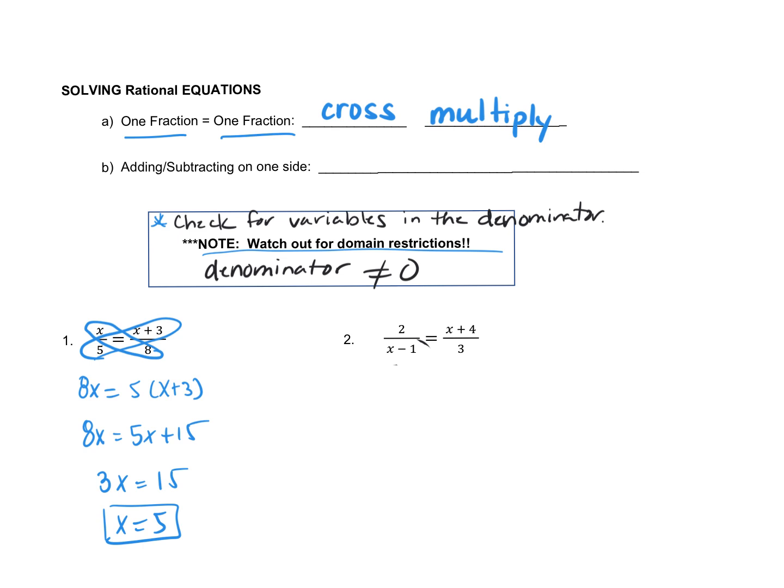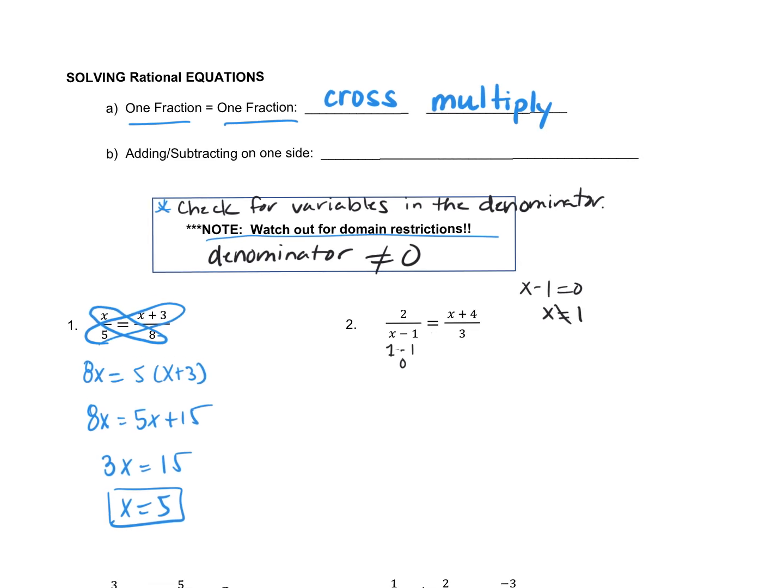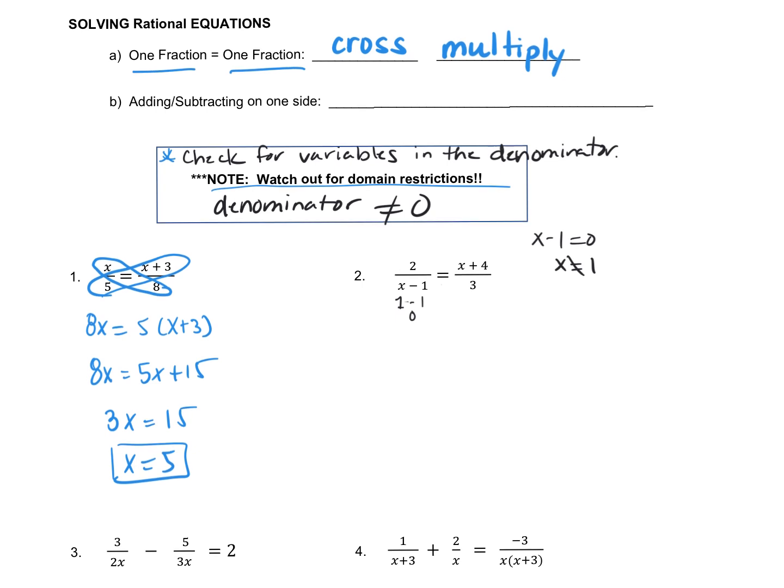The best way to do this, if you're not too sure by just looking at it, because it may not always be that easy, is to set that denominator equal to 0 and find that number. So I'm going to take x minus 1, set it equal to 0, solve for x, and I get x equals 1. If I put 1 in here, 1 minus 1 is 0, so that means I can never have x be equal to 1. So x not equal to 1 is my domain restriction. You'll have to state that restriction, do the work, and then check against that. So let's solve for x.